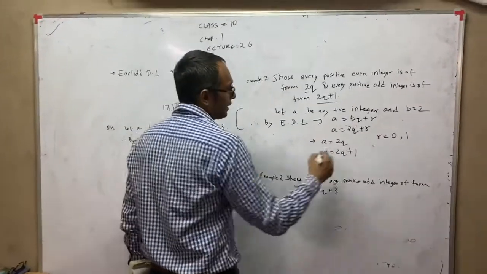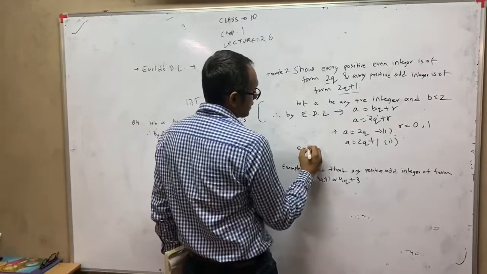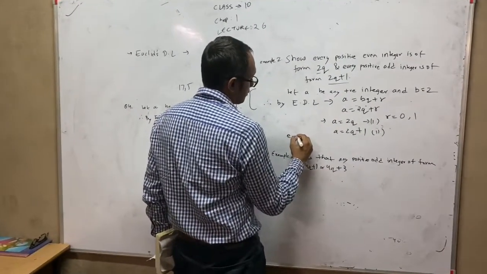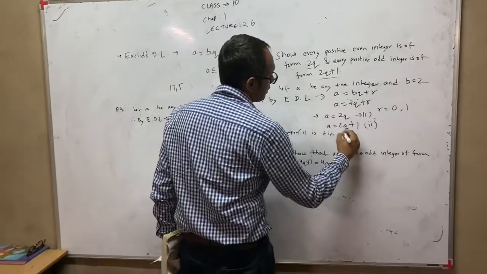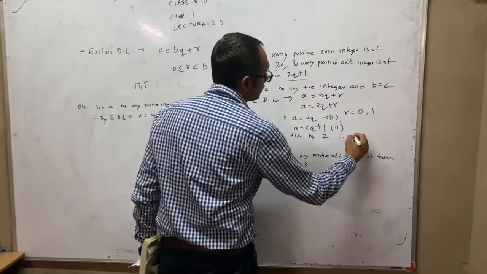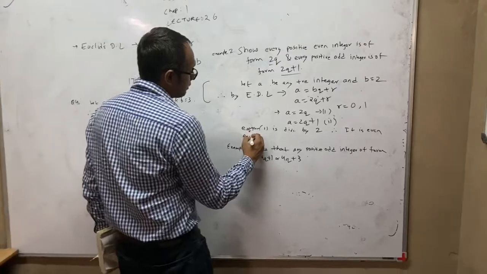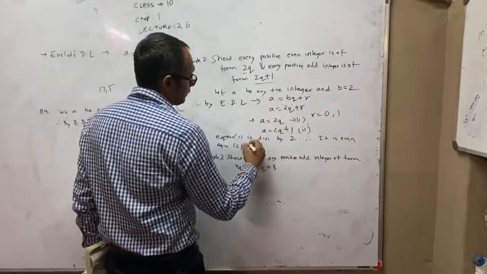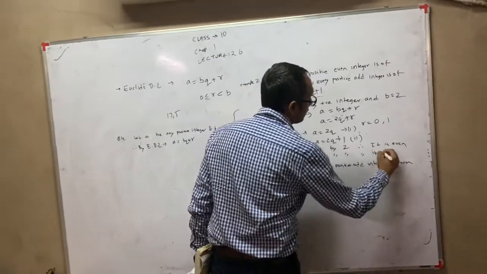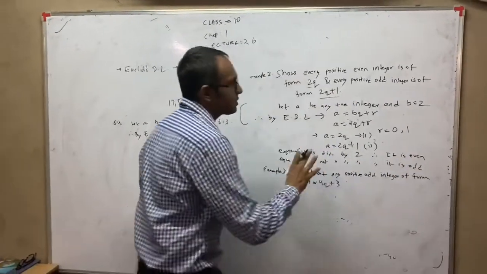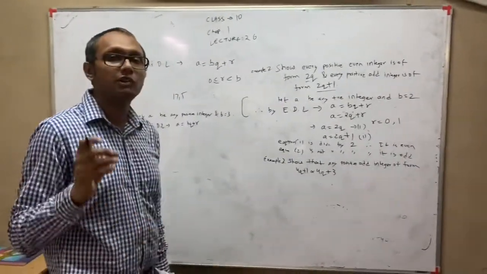Now last step you have to write: equation 1 is divisible by 2, therefore it is even, and equation 2 is not divisible by 2, therefore it is odd, and the sum is finished. Okay, now as I told you, all these sums will follow a pattern.